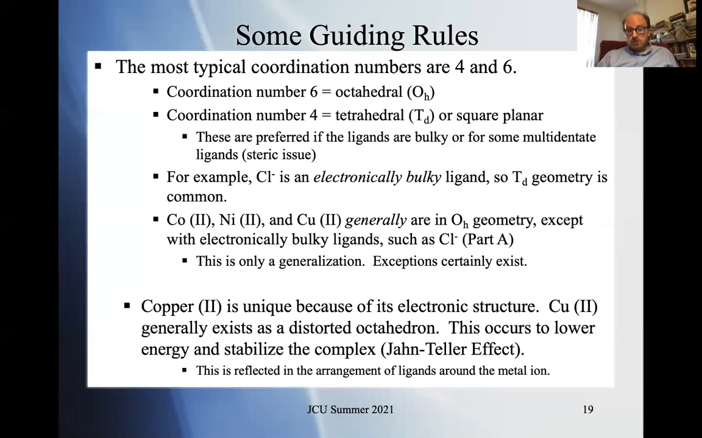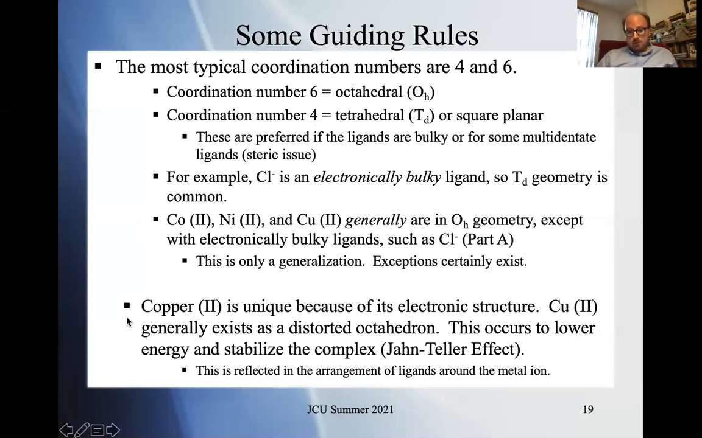So in terms of the general rules, part A would be coordination number 4. Parts B, C, D is coordination number 6. Now, again, as I said, that is purely a generalization, and many, many exceptions certainly exist. Some even amongst the ones we're going to look at. But just to keep it as simple as we possibly can, that's the generalization we're going to follow. Now, the last little caveat is with copper.